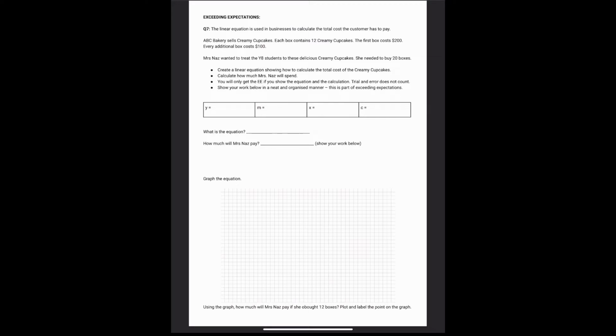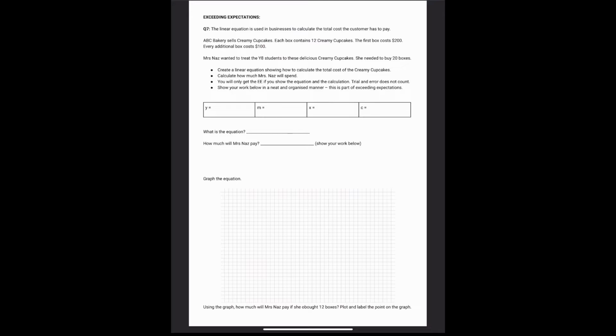So in this problem, it says, ABC Bakery sells creamy cupcakes. Each box contains 12 creamy cupcakes. The first box costs $200. Every additional box costs $100. Mrs. Nass wanted to treat the Year 8 students to delicious creamy cupcakes, so she needed to buy 20 boxes.